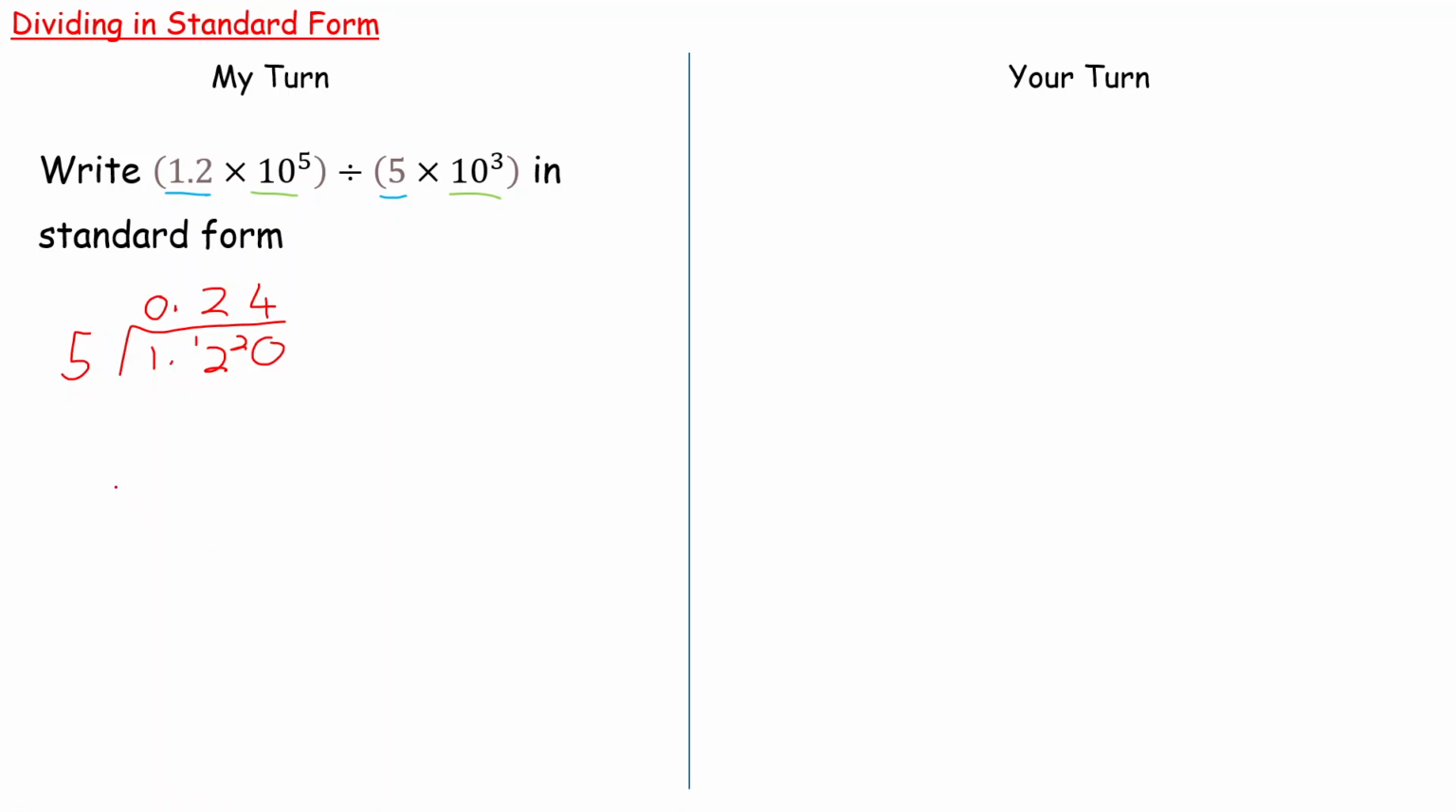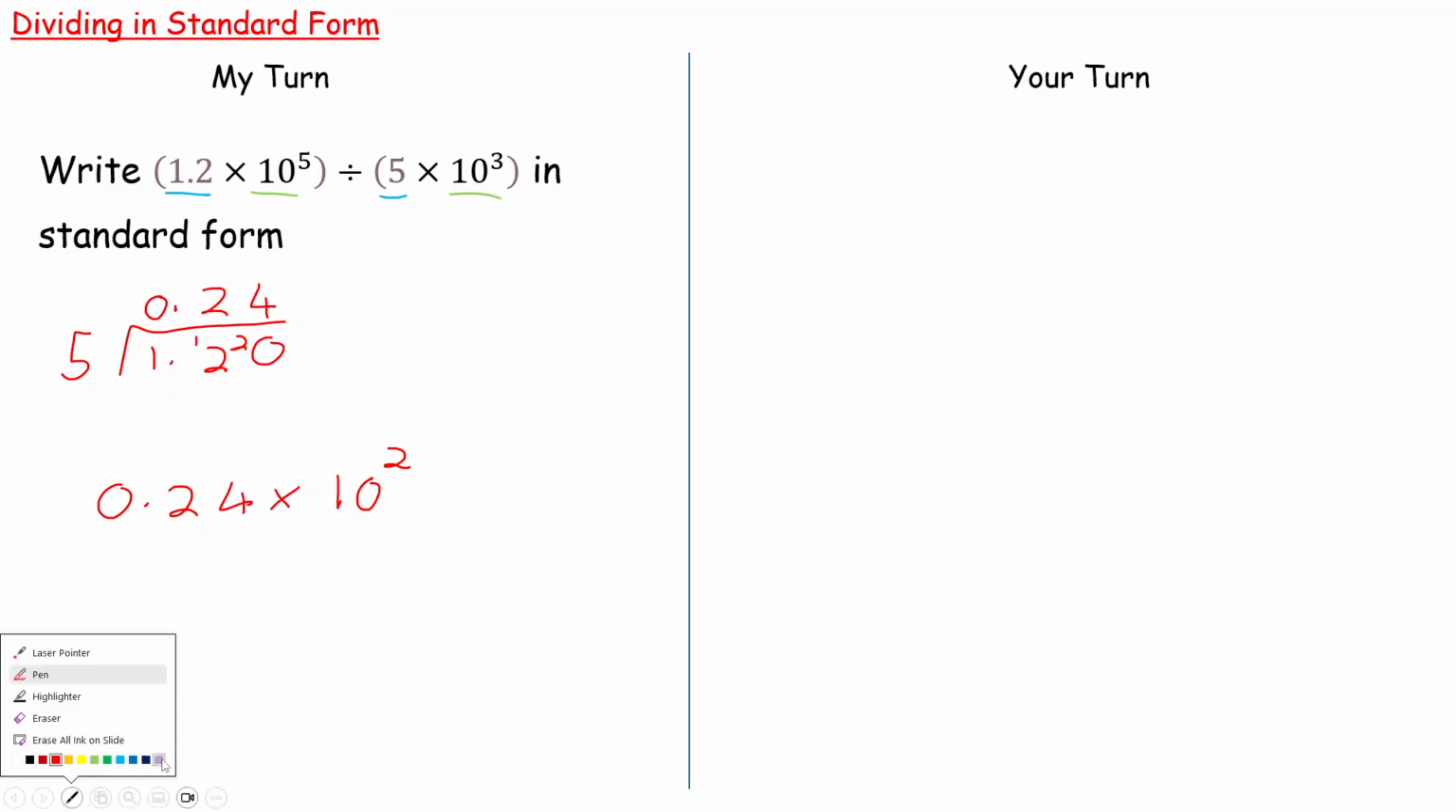So that's good. So our first bit's going to be 0.24, and we're timesing by 10 to the 5 divided by 10 to the 3. Take away the powers. 5 take away 3 is 2. So timesing by 10 to the power of 2. Now, check here, your first number is not between 1 and 10, and it needs to be if it's written into standard form. So we've got to go and manipulate this a little bit.